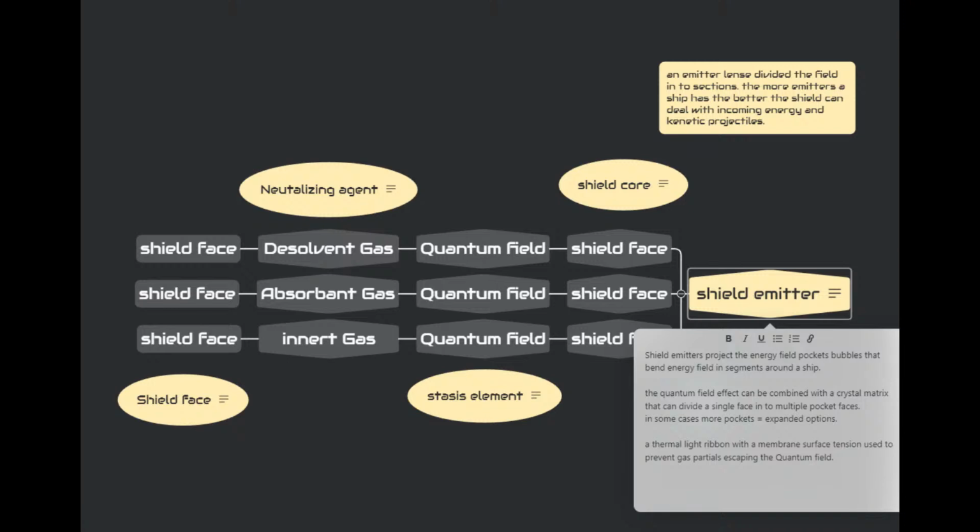Let's see what a shield emitter looks like anyway. I'm just googling to see how other people created shields. So an emitter field. Okay, so thermal light ribbon project.